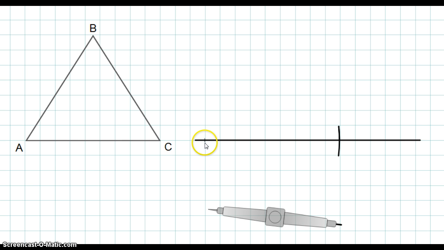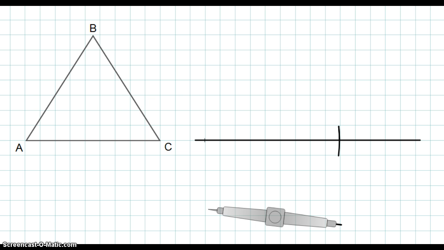You see that line right here? You see this tiny vertical line there? From there till where this arc and my original line intersect, so this point here, that distance should be the same as the distance between AC. So now I've got one side done.